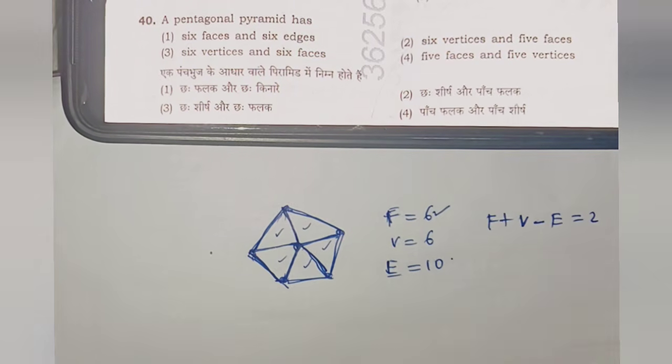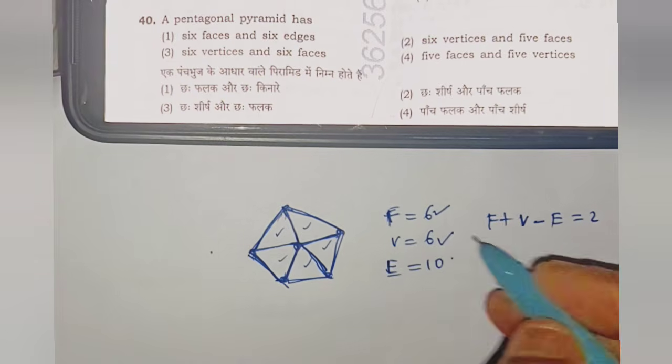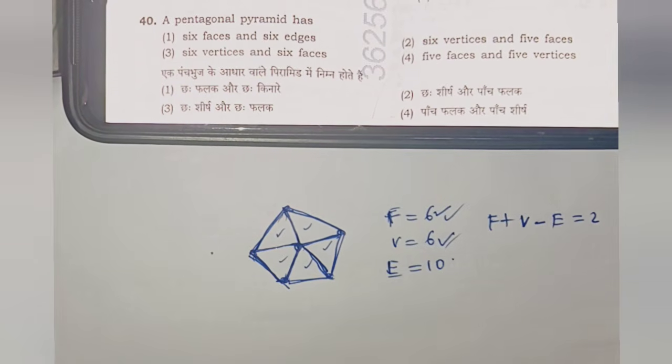First one is wrong. Second one, 6 vertices and 5 faces. It is also wrong. Third one, 6 vertices and 6 faces. This is the right answer. Third one is the right answer. However, we'll check the fourth option as well. 5 faces and 5 vertices. It is also wrong. So third one is the right answer here.